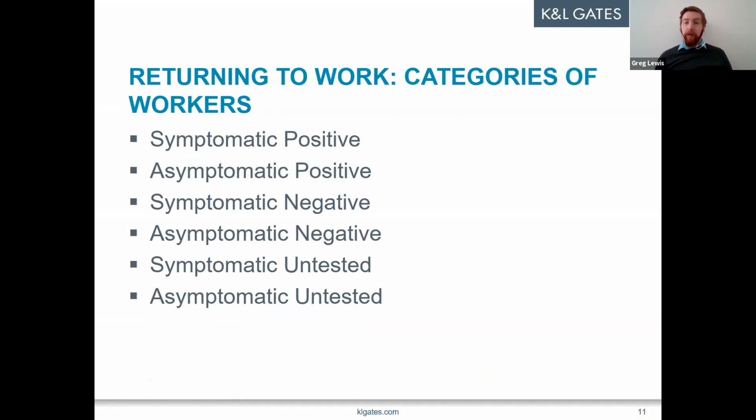The playbook for workers who are infected or have potentially been exposed identifies 6 different categories of workers: symptomatic and asymptomatic being one general breakdown, but also positive, negative, and untested. And those make up the 6 different categories. We're going to go through each of them and how an employee who falls into one of these categories should respond themselves. Next slide.